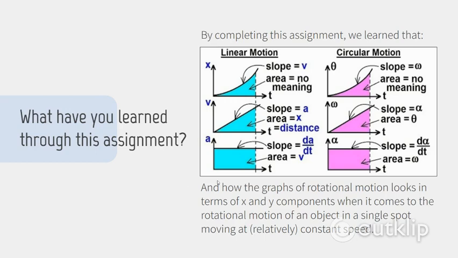By completing this assignment, we learned what the slope and area mean in both linear and circular motion and how they differ from distance versus time to velocity versus time to acceleration versus time graphs, and how the graphs of rotational motion look in terms of X and Y components when it comes to rotational motion of an object in a single spot moving at a relatively constant speed.